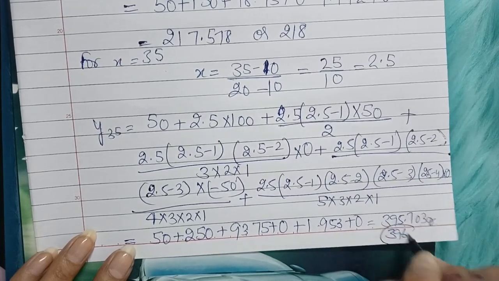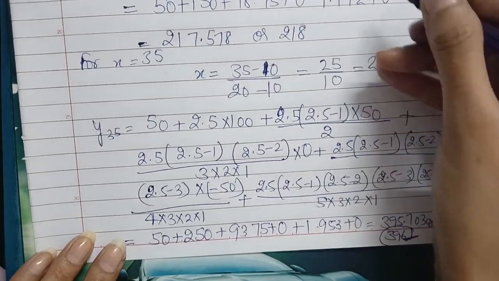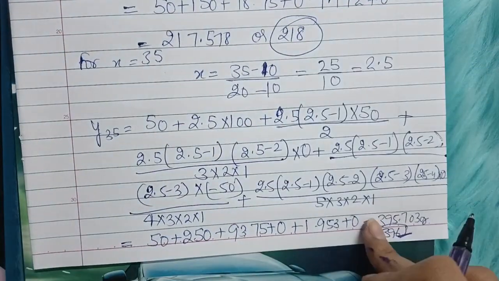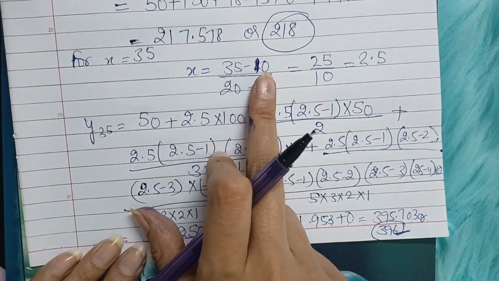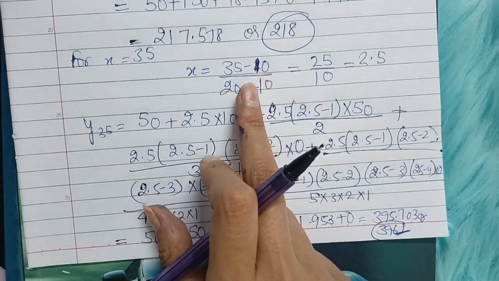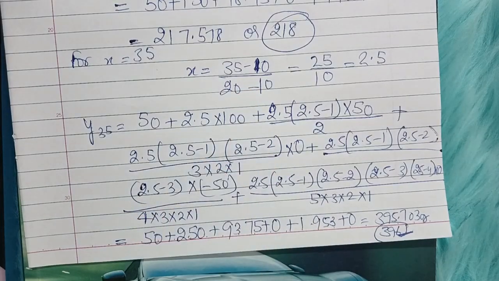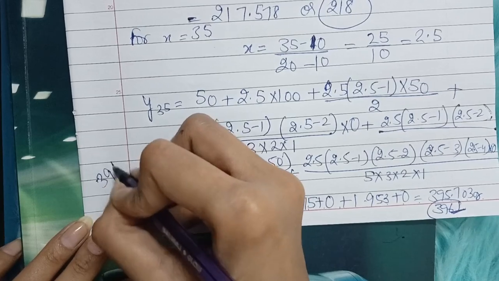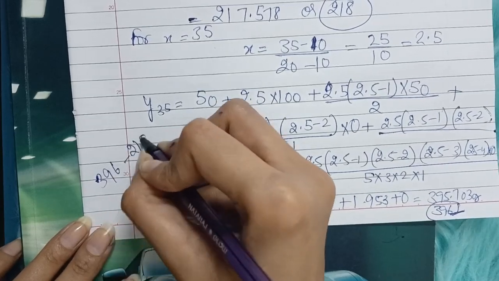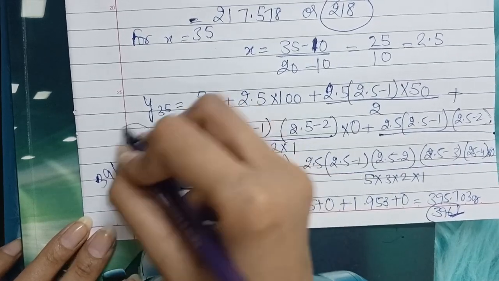So now you understood, 396 यहाँ पे आया हमारा, और पीछे कितना आया था, 218। ये 35 का, ये 25 का। 35 के आंसर में से 25 का आंसर माइनस कर दीजिए, you will get your answer. So 396 minus 218, that is 178. So that is my answer. I'm writing here 396 minus 218, that is 178. So this is my answer.